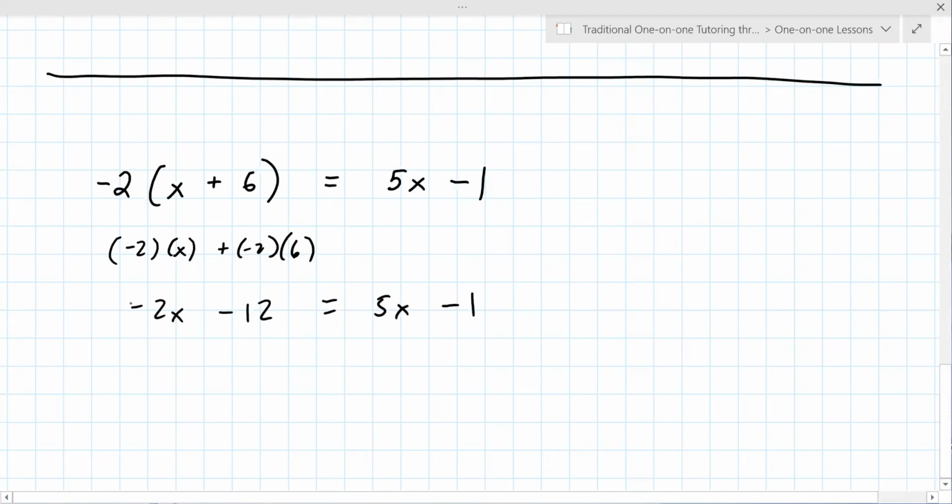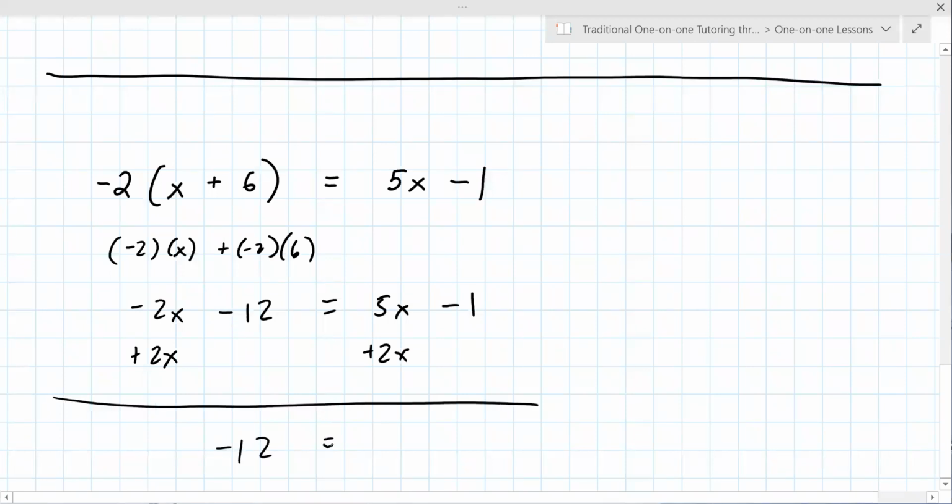Again, which is smaller, negative 2x or positive 5x? Negative 2x. So in this case, you're going to add 2x because you move it by adding this time. That's kind of what's maybe not made clear: you might add or subtract, but you move it from the smaller to the larger. So 7x minus 1.